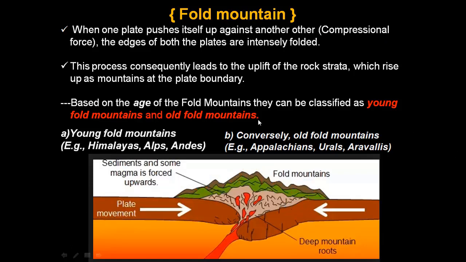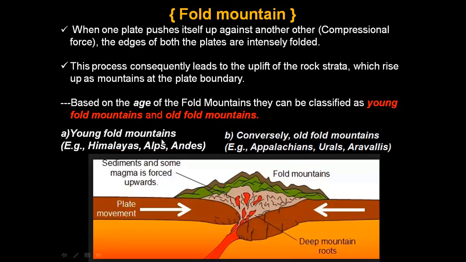Now, based on the age of the fold mountains, they can be classified as young fold mountains and old fold mountains. Young fold mountains, examples: Himalayas, Alps and Andes. And old fold mountains are Appalachians, Urals and Aravallis.